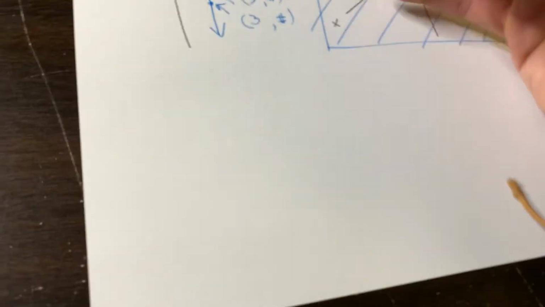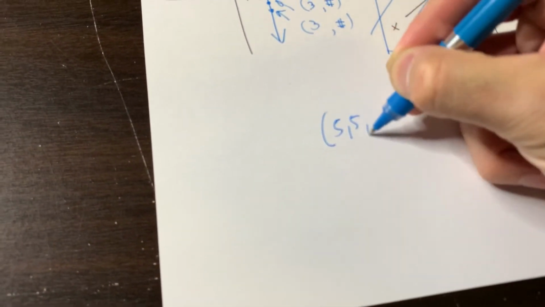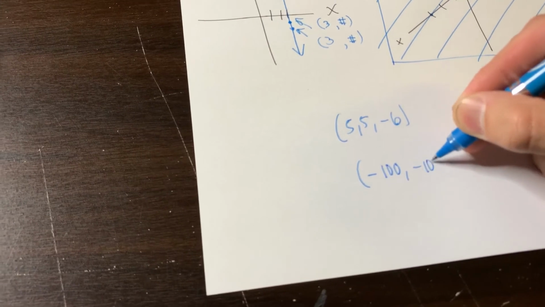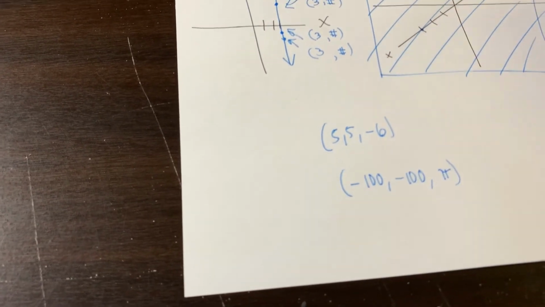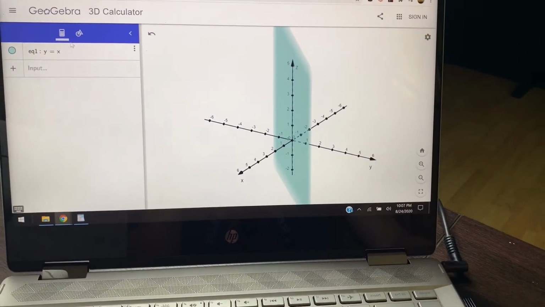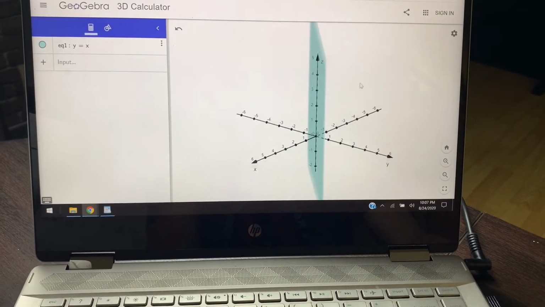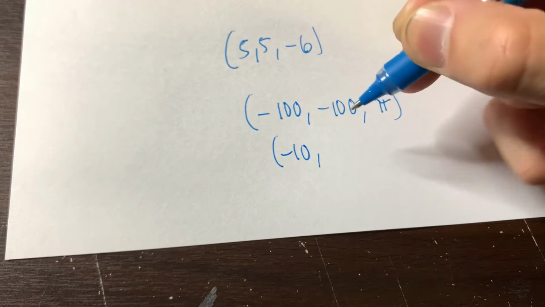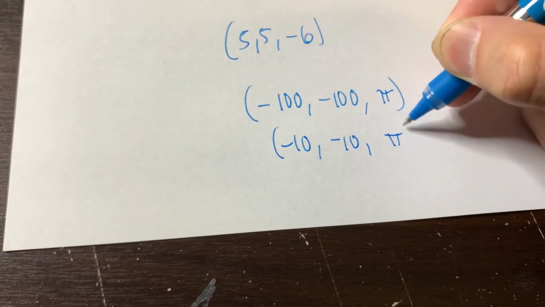So for instance, something like 5, 5, -6. That point is somewhere on that plane. Something like, let's say, -100, -100, pi. That's a point. And I guarantee you that it's somewhere on this plane. So that might be a bit dramatic, but how about something a little smaller? -10, -10, pi. Let's actually try to plot that here on GeoGebra.